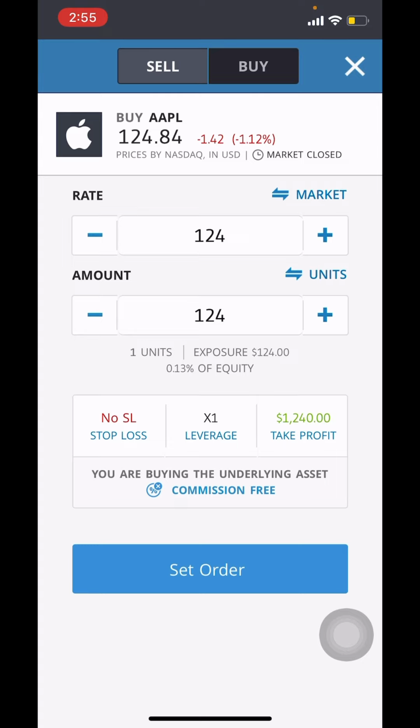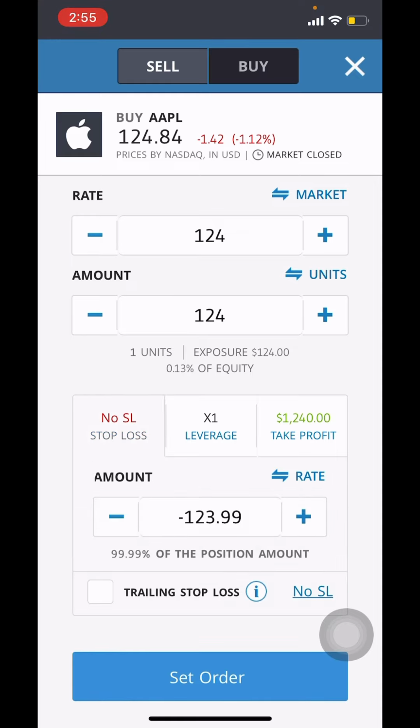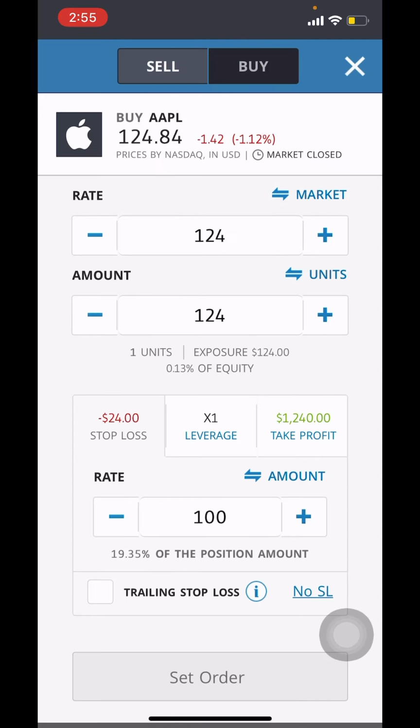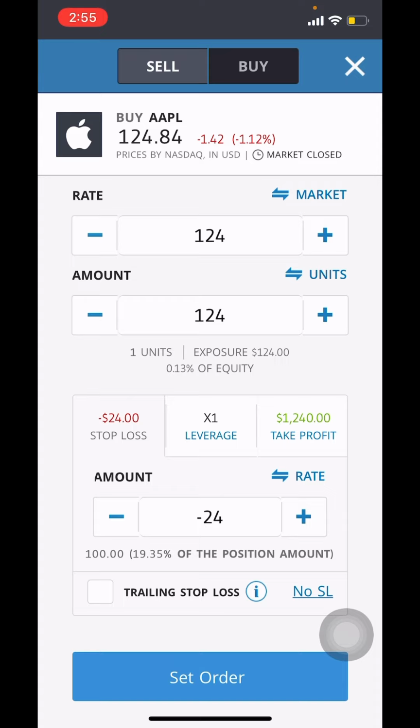All right, so I'm just gonna go here quickly. On the lower left side, you see stop loss. Stop loss means that if you lost this amount of money, then you will automatically close your trade. That's just what it means. Okay, so you can place the rate here. You can say $100. Yeah, $100. That means negative 24. So you've lost $24. So if the stock price goes to $100, then you will automatically close your trade because you already lost $24. That's just it.